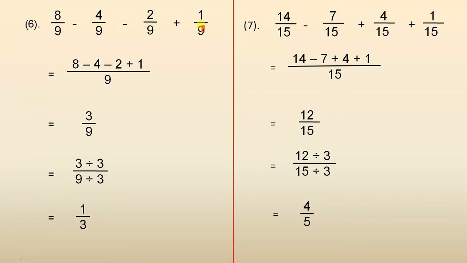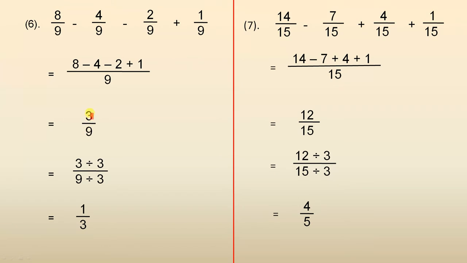This sum here, all the denominators are the same. 8 minus 4 minus 2 plus 1. 8 minus 4 is 4. 4 minus 2 is 2. 2 plus 1 is 3, so it's 3 over 9.